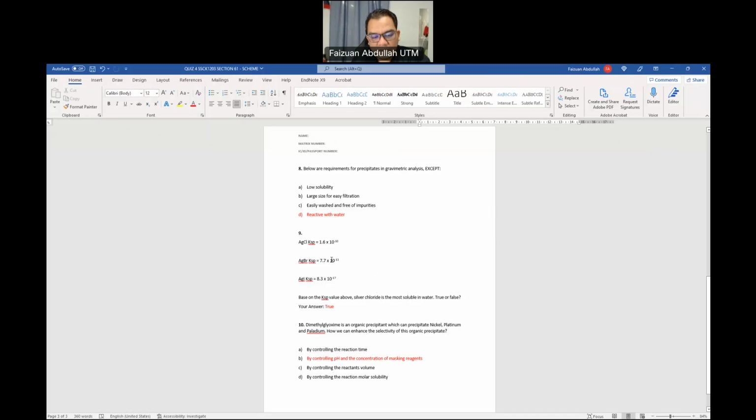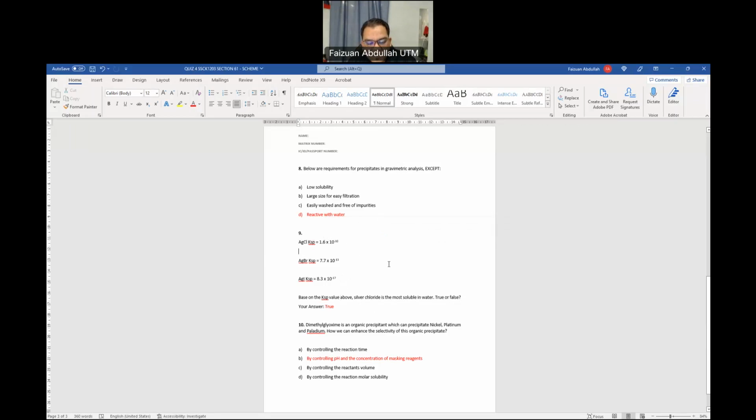So it is the most soluble in water because the lower the Ksp, the more... sorry, wait for a while. We are given the Ksp of AgCl, AgBr, and AgI there, right? And based on the Ksp values above, silver chloride, which is the first one, is the most soluble in water. True or false? Of course, it is true because AgCl has the highest value of Ksp.